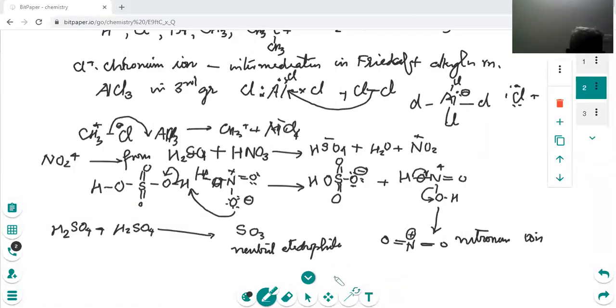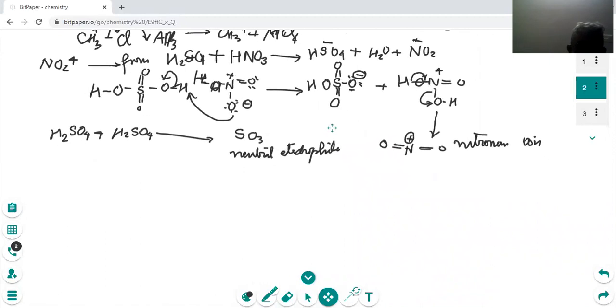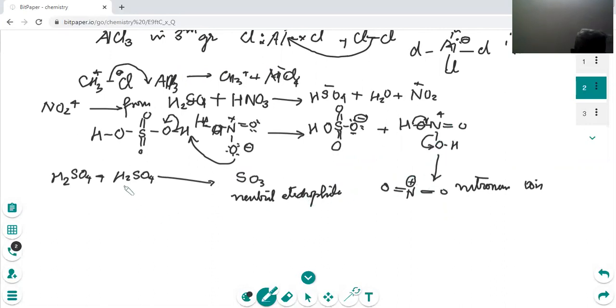Okay, we were discussing the nucleophiles the other day. Now we'll continue the discussion on electrophiles. We were talking about the generation of the nitronium ion, which is an electrophile, the formation of nitronium ion. Today we will take up how sulfur trioxide is generated in a sulfonation reaction.